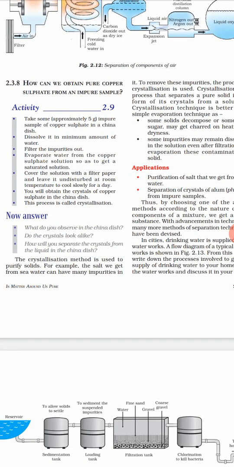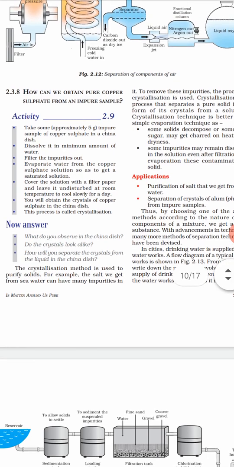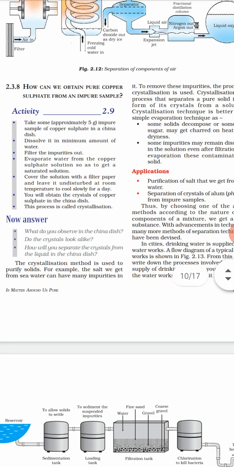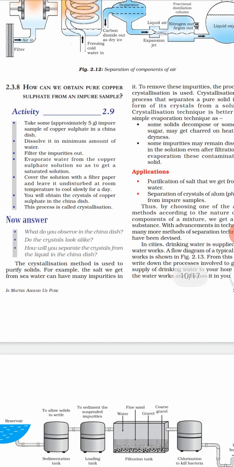Okay, so now we are evaporating it. Evaporating means we are applying some heat. We have kept the china dish on a tripod stand, and below that we are using a burner. Now we are evaporating, so water molecules present in the solution will evaporate. Now what we will do is, we will not evaporate the solution till the last moment.